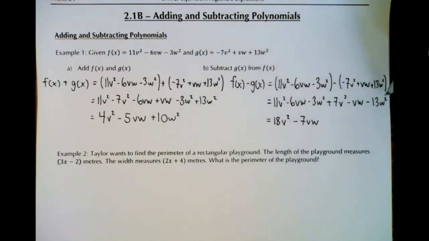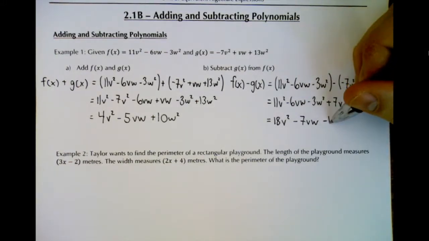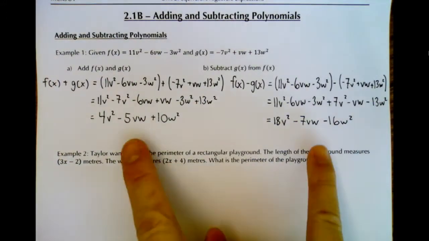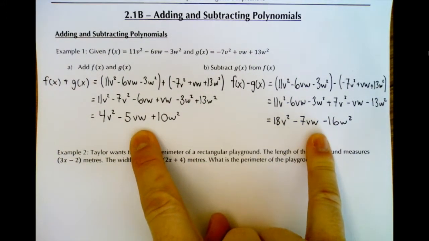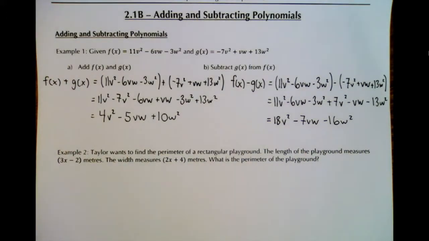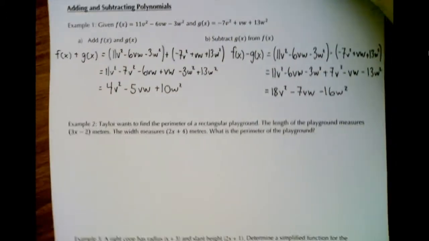Negative 3w squared, negative 13w squared, negative 16w squared. Okay? We end up with two different polynomials that are not equivalent because after simplifying, they're not the same. All right, that's adding and subtracting polynomials. How can we apply this? Well, here's two examples.